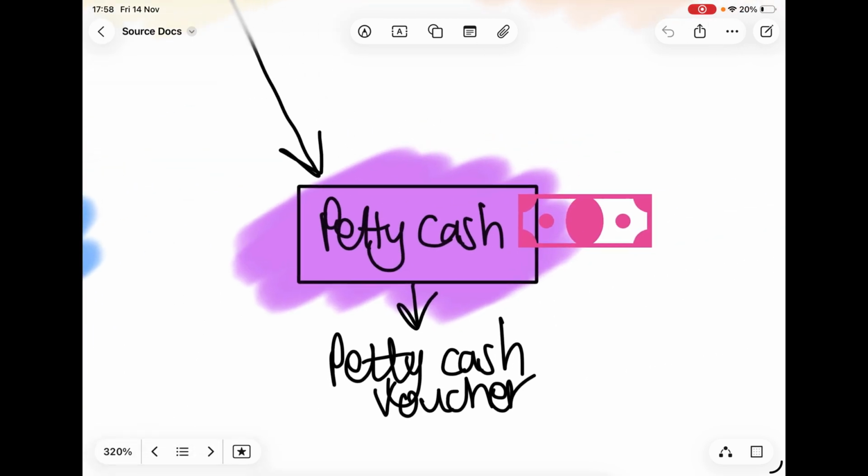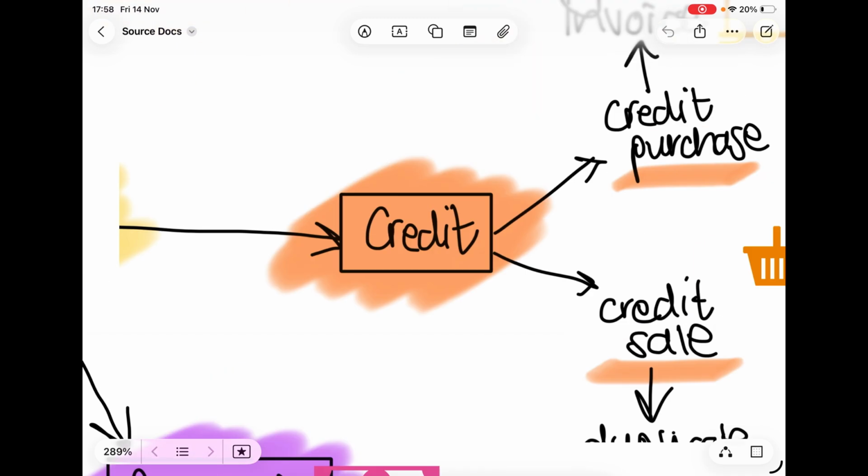When it comes to petty cash and we're making a payment out of our petty cash box, then a petty cash voucher is going to be the source document.